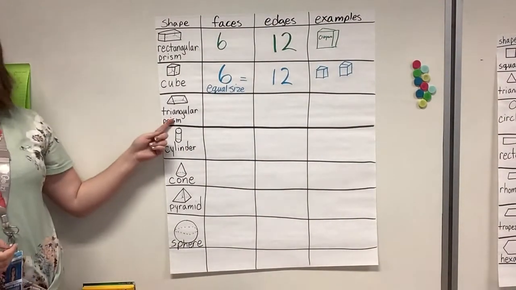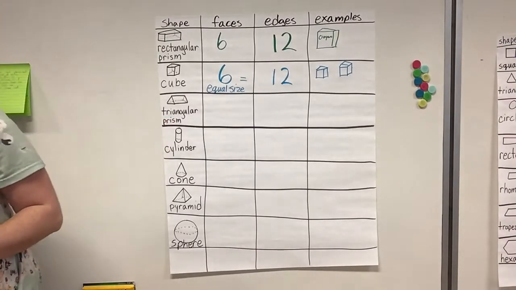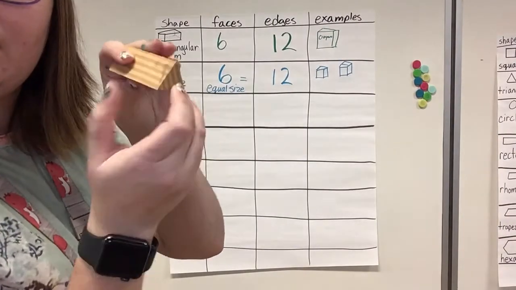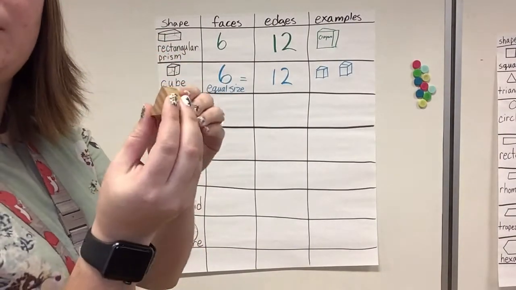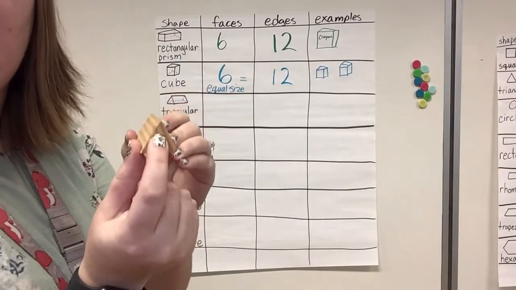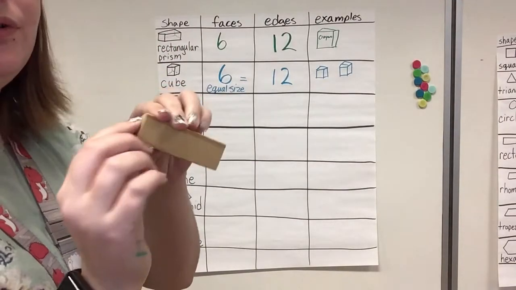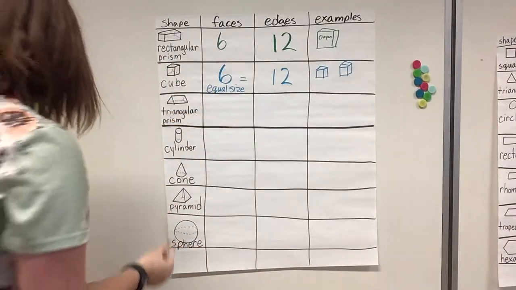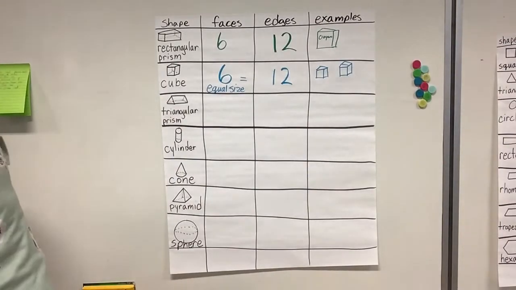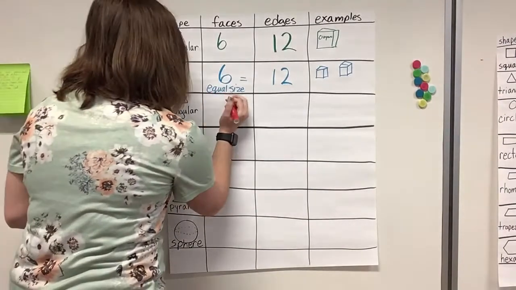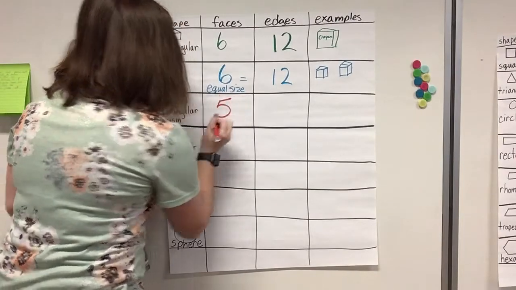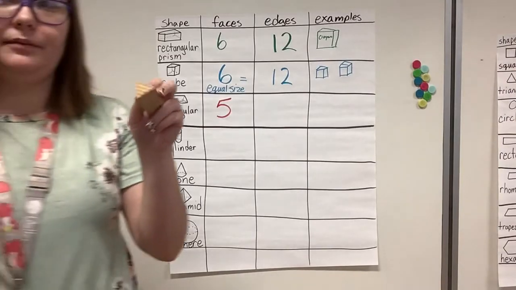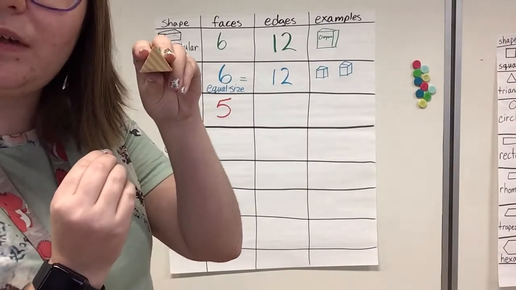Next, we have a triangular prism. This is a lot like the rectangular prism, but it has a triangle on the end. So it looks kind of like a triangle. Let's count the faces. 1, 2, 3, 4, 5. There are 5 faces on a triangular prism. And 2 of those faces have to be a triangle in order to make it a triangular prism. It has to have something that looks like a triangle.